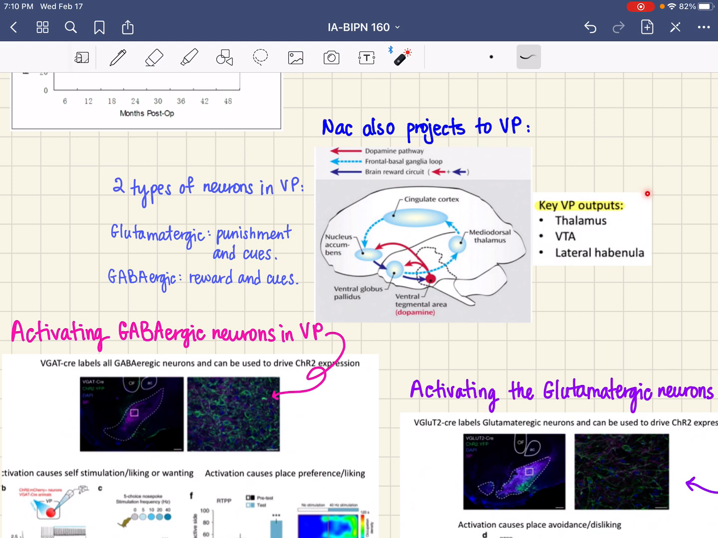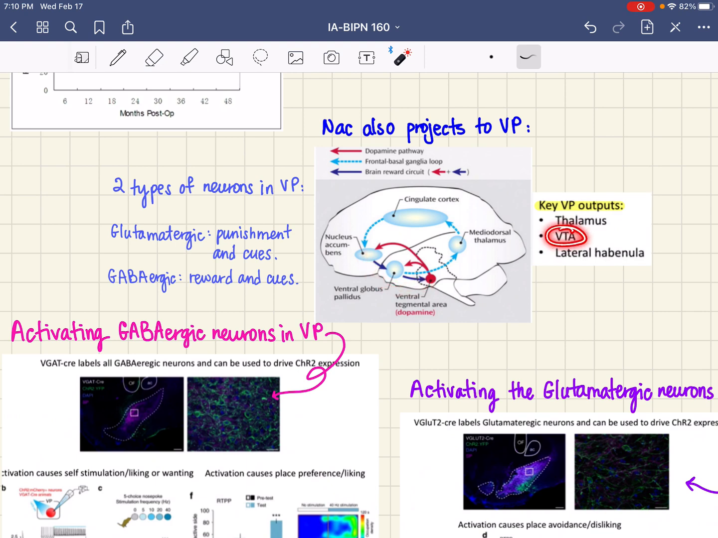The key VP outputs that Dr. Root put over here, you definitely want to be exposed to this or to remember it. The VTA is easy to remember because, again, this is in the cycle. The VTA projects to nucleus accumbens, and nucleus accumbens projects back to the VTA.